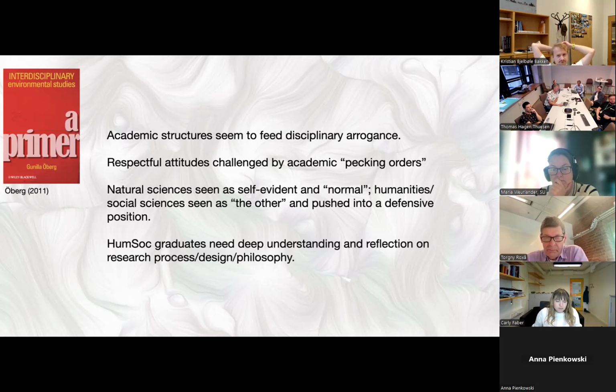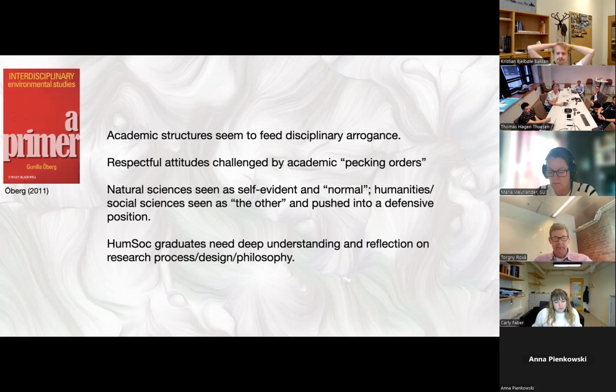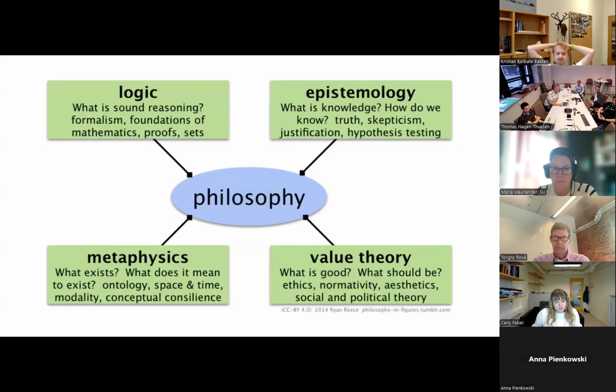But if you look at this, of course, graduates in the humanities and social sciences are expected to gain a deep understanding during their studies of the research process, research design, and philosophy of science, and they should be able to reflect on this when designing their own research. So here's a brief reminder of philosophy. As natural scientists, we got what we called examen philosophicum, 1,000 years ago in my case. And I don't know, they don't have to do that anymore, right? Or they can do it later. Yeah, they do it in third semester.